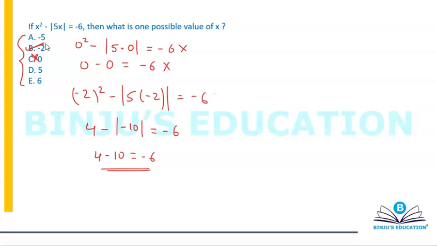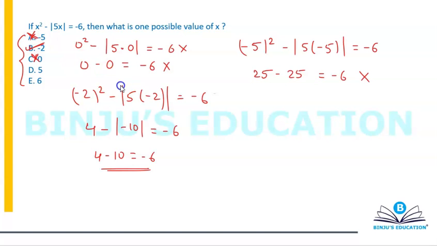Let's check the other options also. So if I go with option A, then I will have minus 5 square minus modulus of 5 into negative 5 is equal to minus 6. So 25 minus 25 is equal to minus 6. Now this is not true, which means option A is also out.